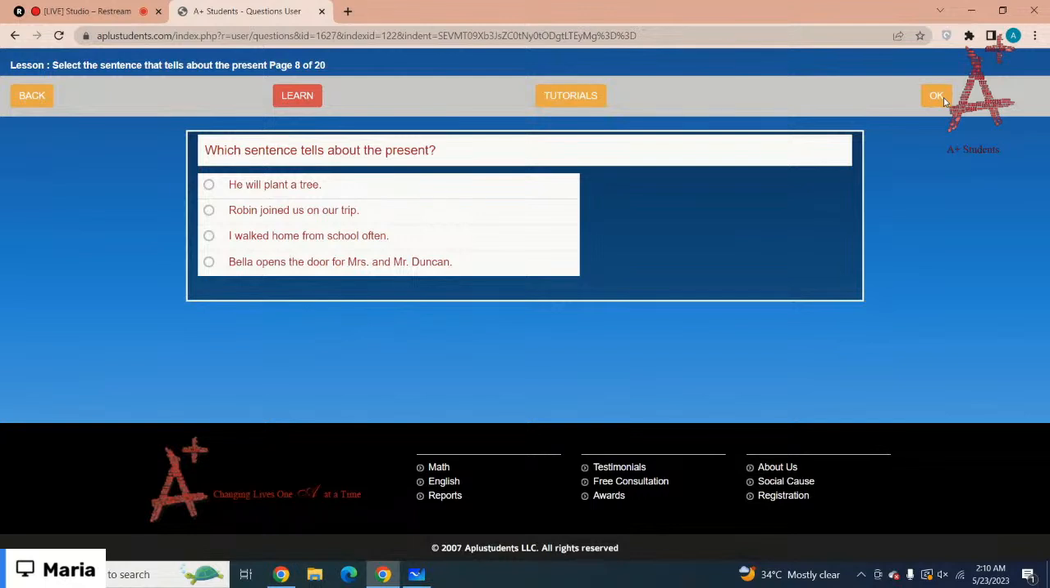Which sentence tells about the present? He will plant a tree. Robin joined us on our trip. I walked home from school often. Bella opens the door for Mrs. and Mr. Duncan. So, which is the correct option? You have to look for the sentence that is in the present tense. Bella opens the door for Mr. and Mrs. Duncan. Option number 4 is the correct option. You have an s with the verb. So that would be the correct option.